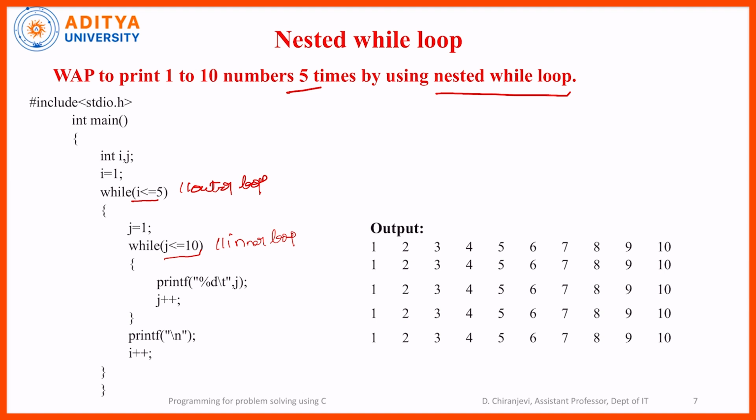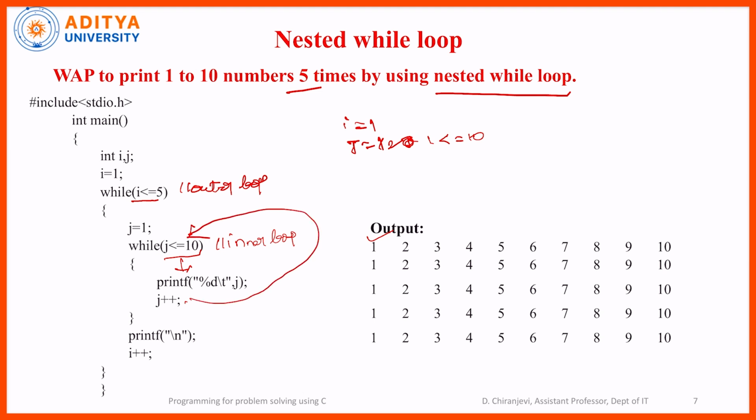Now you got i value initially 1, and then you got j value also 1, and then you are checking j less than or equal to 10. So j value is 1, so 1 less than or equal to 10, that is true. If this is true, you are printing j value, so 1 is printed. After that j is updated, so j value became 2. After the update, control will again be transferred to the condition.